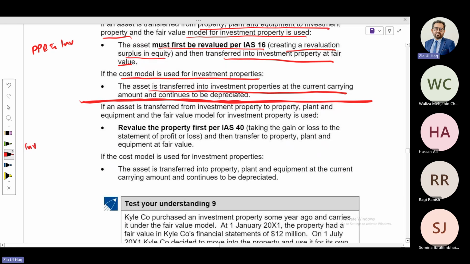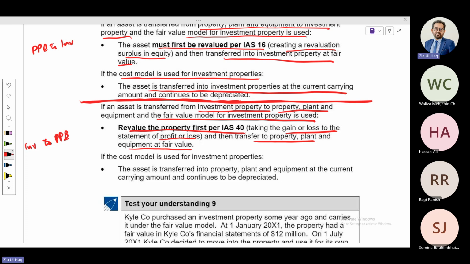if investment property to property, plant and equipment, we are going. If an asset is transferred from investment property to property, plant and equipment, and the fair value model for investment property is used, revalue the property first per IAS 40, and revaluation gain or loss of investment property should be charged where? In profit and loss account. And then transfer to property, plant and equipment at a fair value.